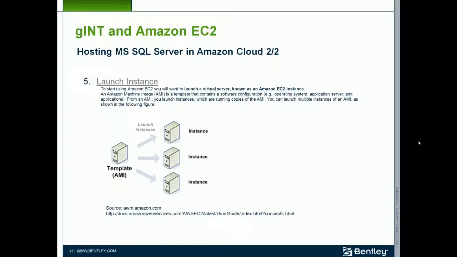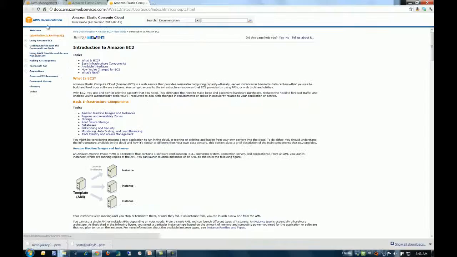Next, you will launch an instance. To start using Amazon EC2, you will want to launch a virtual server known as an Amazon EC2 instance. An Amazon Machine Image, AMI, is a template that contains a software configuration like operating systems, application server, applications, and so on. From an AMI, you launch instances which are running copies of the AMI. You can launch multiple instances of an AMI as shown in the following figure. To learn more about these concepts, visit AWS documentation and look for the topic Introduction to Amazon EC2.